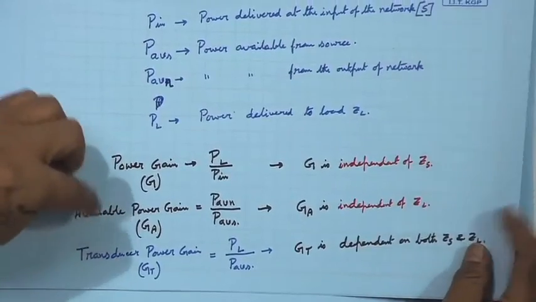Welcome to this 12th lecture. In earlier lectures we have seen various power definitions, power gain definitions, and we have related the various powers at various points in the microwave amplifier network. Now we have also introduced these three power gains. Now is the time to find the expressions for those power gains.